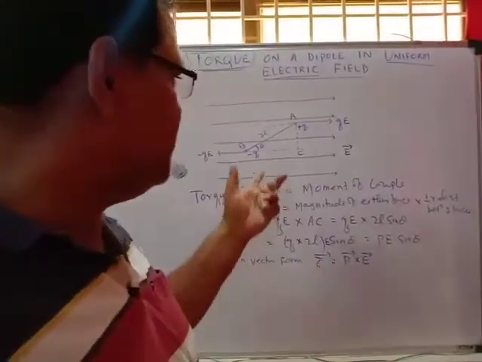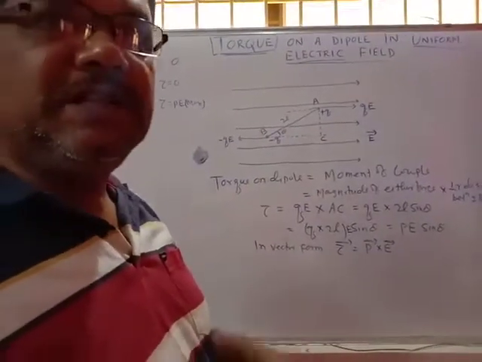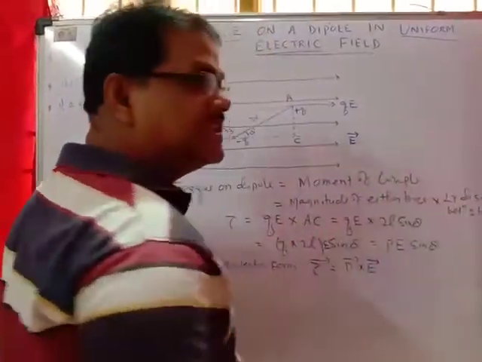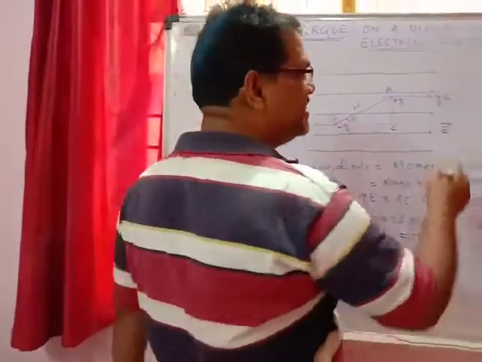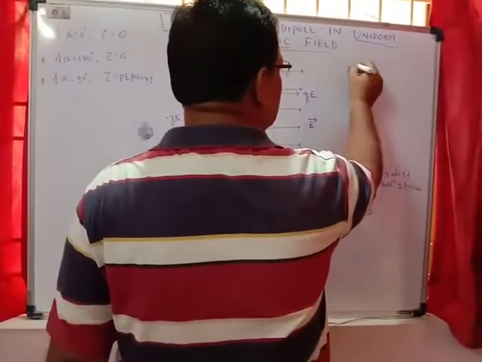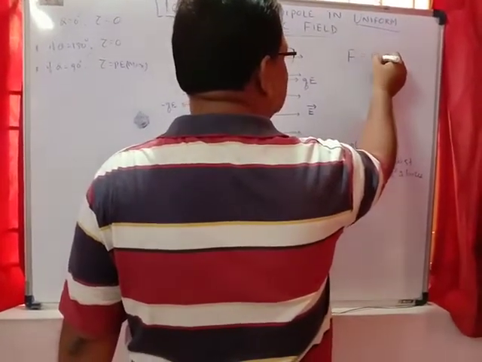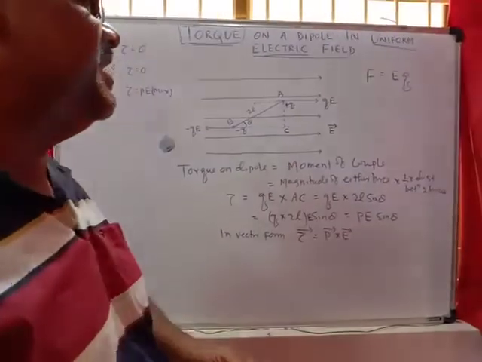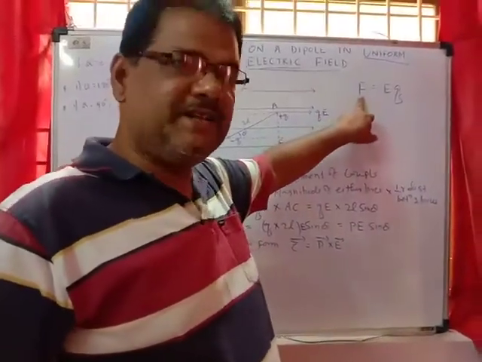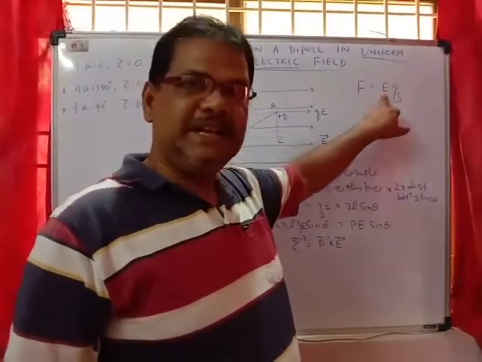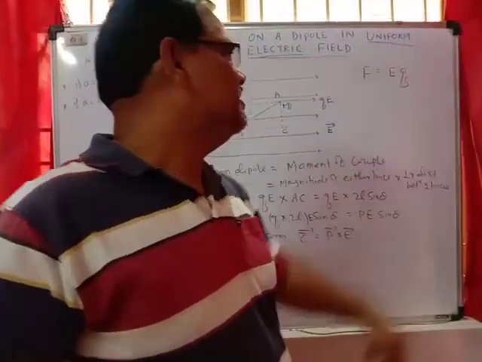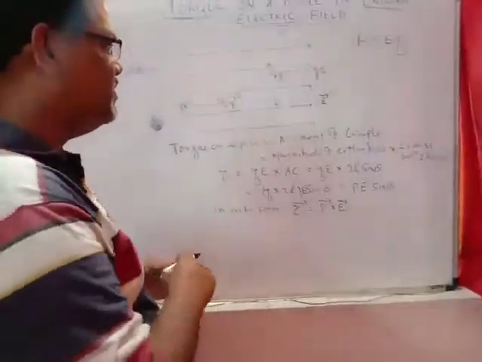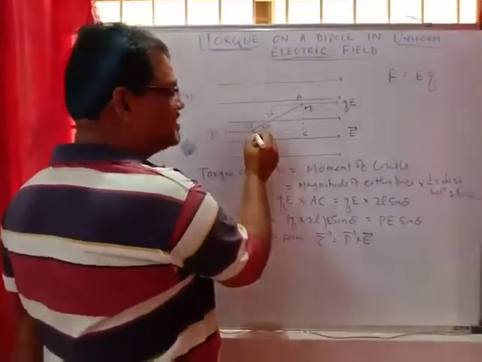Students, before that I would like to tell you that whenever a charged particle is kept in an electric field, it experiences a force by the formula F equal to E into Q. This is the force acting on the charged particle placed in the electric field. F is the force, E is the electric field strength, and Q is the magnitude of the charge. So here the dipole is placed. Dipole means a plus q charge and a minus q charge.